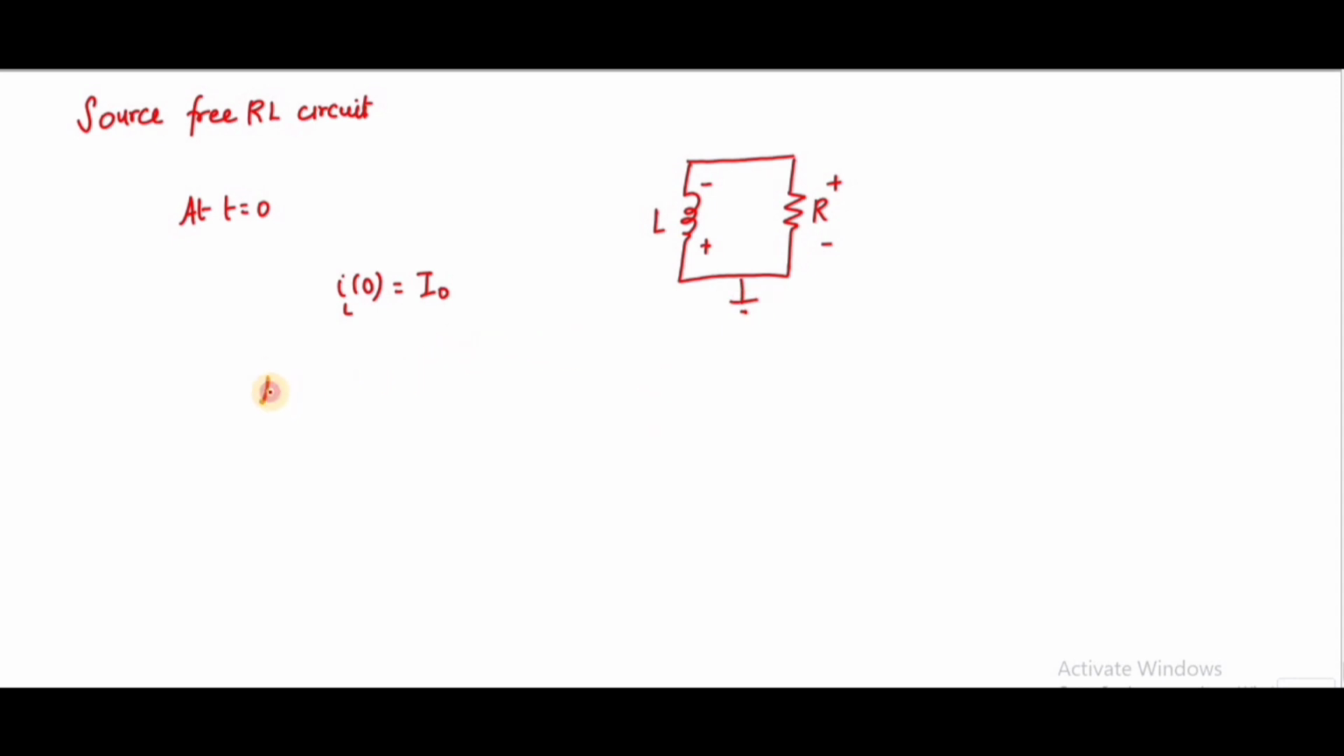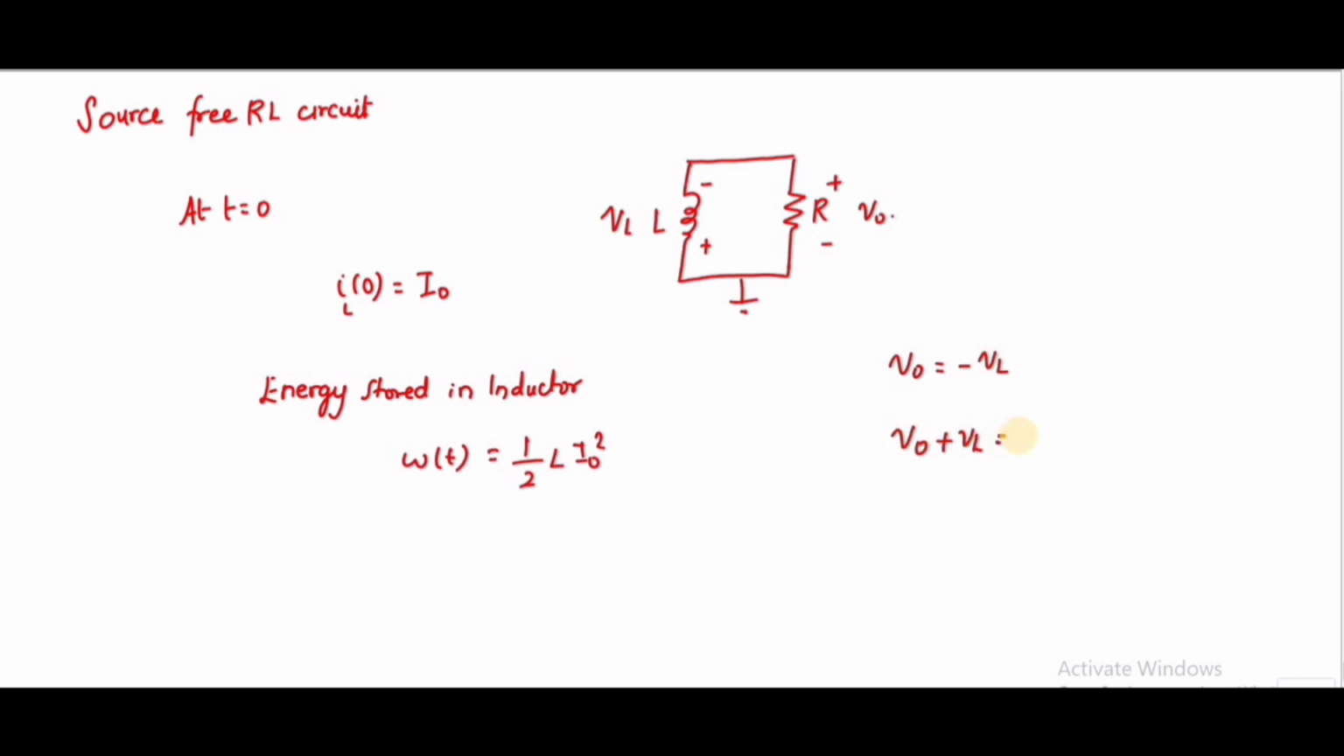So the energy stored in the inductor, let me term it as W of t, is equal to 1 by 2 L I naught square. If the voltage across this one is VL, and if this is V naught, I can write V naught is equal to minus VL. From this I can write V naught plus VL is equal to 0.